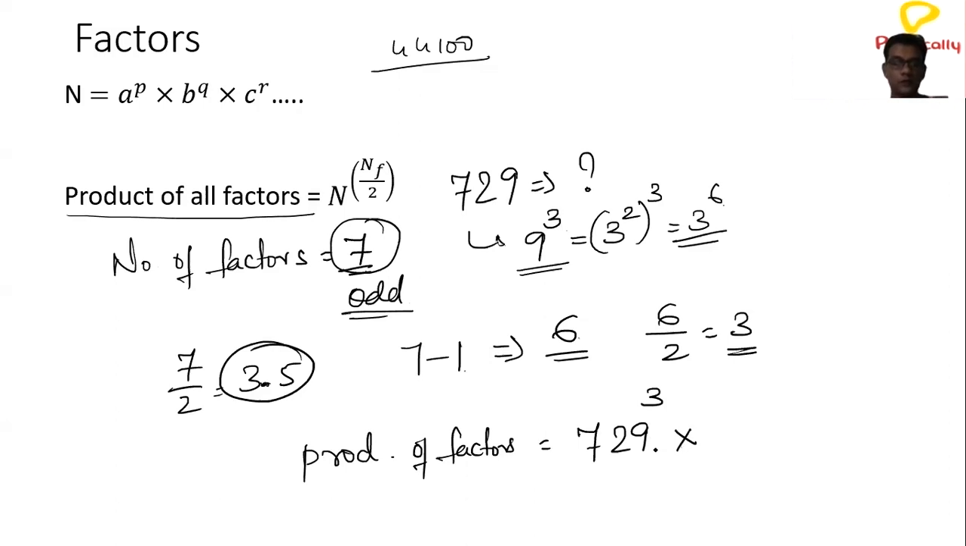Remember, the factor that you ignored is the factor which was at the center. In all my questions that we did, the factor which is at the center was the factor we ignored. Which is the factor which is at the center? The factor which is the square root of 729.